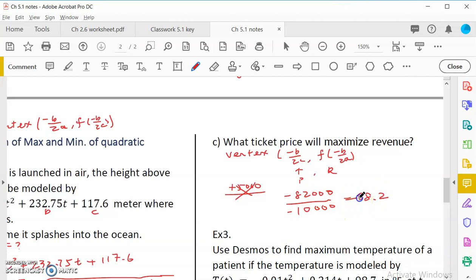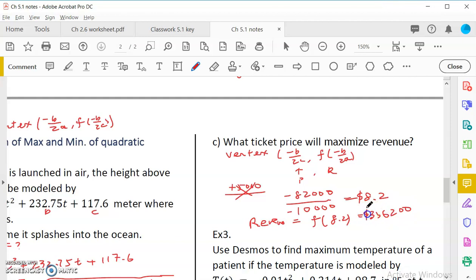So if you charge $8.2, that means you actually decrease the price. You would actually maximize your revenue because more people are going to come in. Okay, so this is the price. If you want to find out what the actual revenue is, you plug it in to f of 8.2, and it is equal to 336,200.